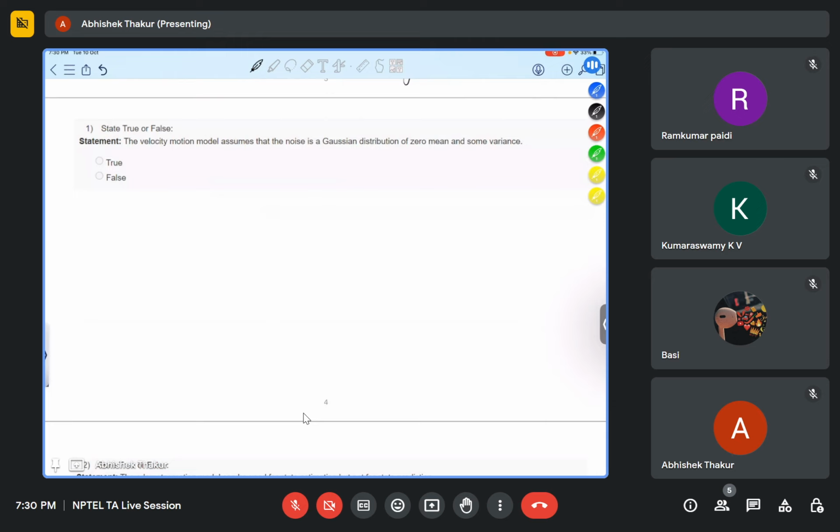This statement is false because in the velocity motion model, the noise need not be Gaussian. In state estimation, the noise can be modeled by any other appropriate distribution. It should not always be Gaussian. Like a triangular distribution can also be used. So this statement is false. Noise can be modeled by any other distribution.